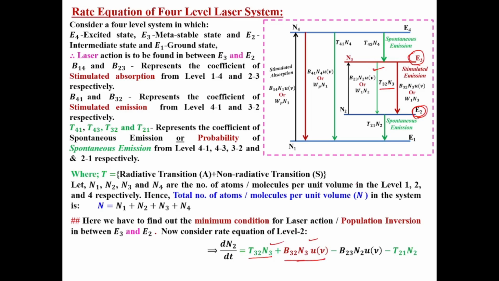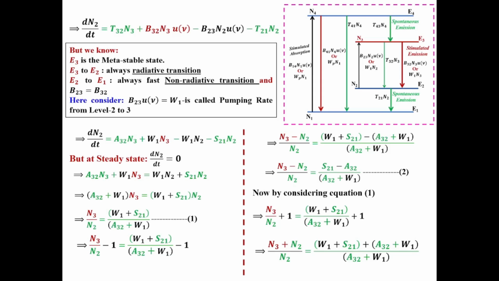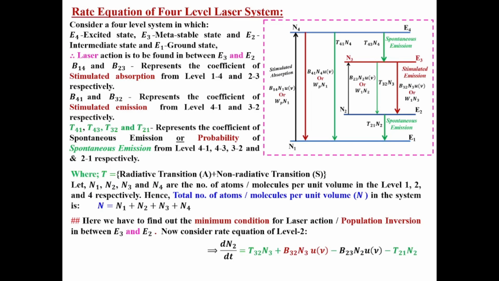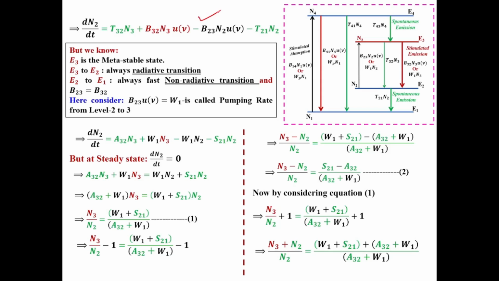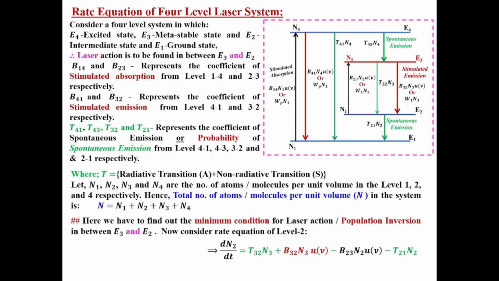Now if I consider this transition, this is your stimulated absorption, due to which N2 will decrease, so it will be written as minus B23 N2 U mu. Again, for this transition the rate equation will be minus T21 N2. Right. Now we are going to move further. Same thing I have written over here. Then I am going to substitute something in this equation, and then we are going to go for the simplification. So here dN2 by dt, the same equation.